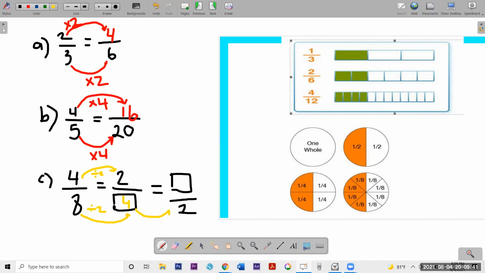So we move from here to here. We divide by 2 again. Whatever you do to the bottom, you do to the top. So you divide by 2. So your answer is 1. That's how you find equivalent fractions, guys.